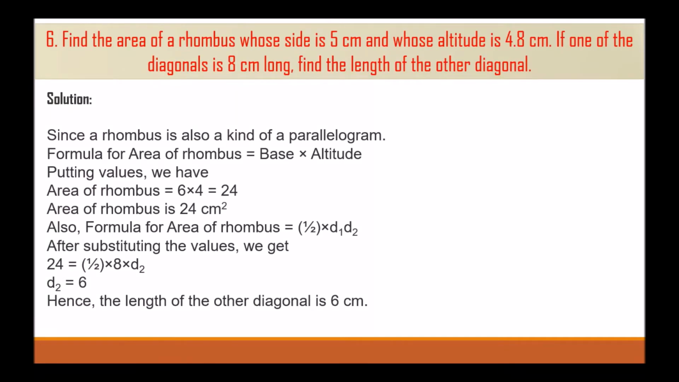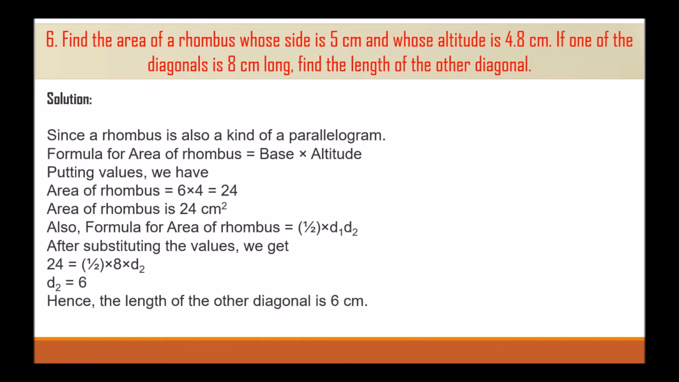Sixth question. Find the area of a rhombus whose side is 5 centimeter and whose altitude is 4.8 centimeter. If one of the diagonals is 8 centimeter long, find the length of the other diagonal. Since a rhombus is also a kind of parallelogram, the formula for the rhombus equals base into altitude. Putting values, we have area of rhombus equals 5 into 4.8, that is 24. Area of the rhombus is 24 centimeters square.